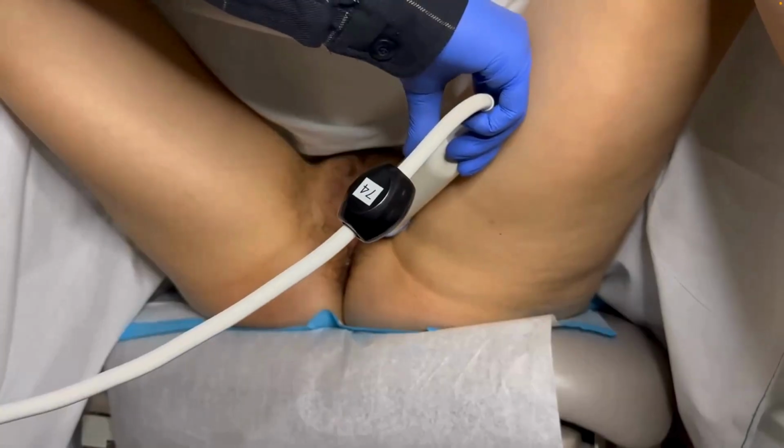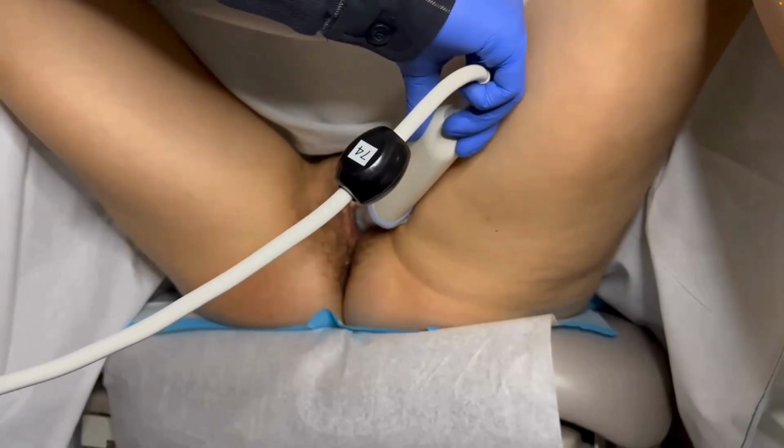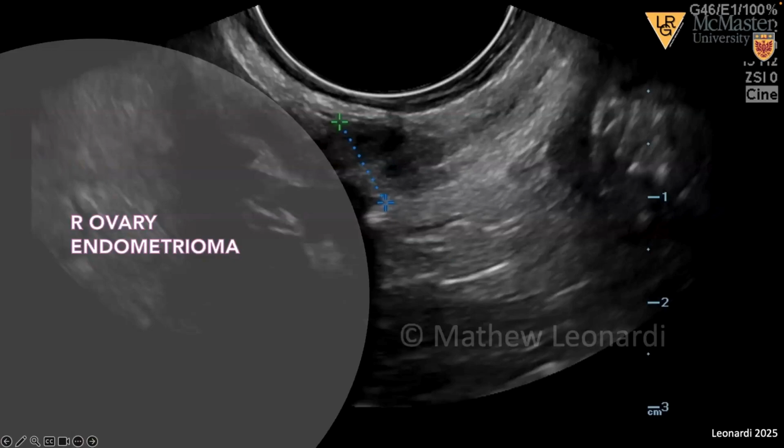Usually you don't need to rotate very much. Most of the time I'm about 10, 15 degrees of rotation to get that full longitudinal appearance. And so what does uterosacral ligament endometriosis look like? We've seen one picture of it already.